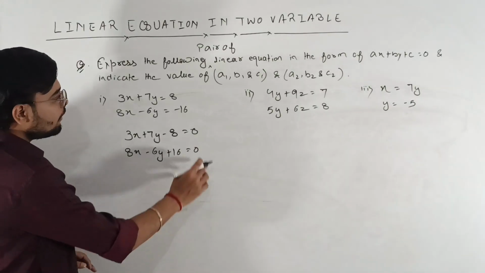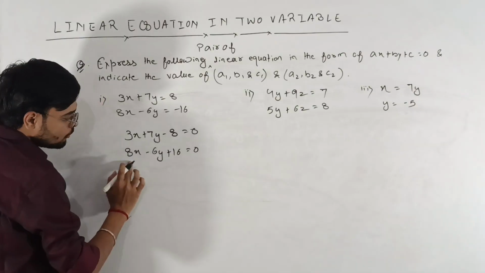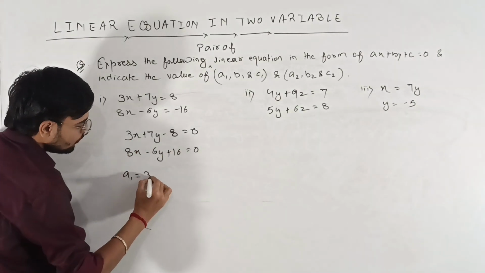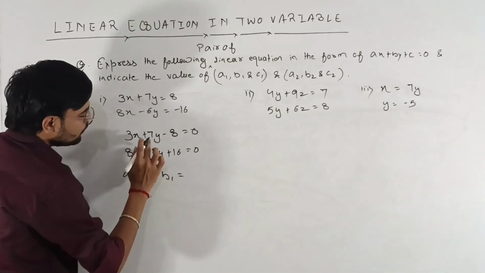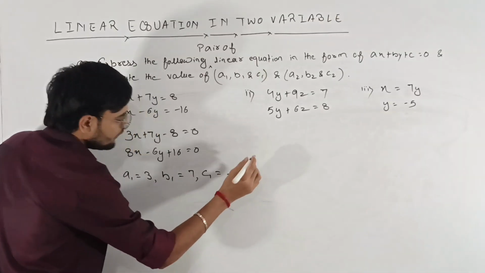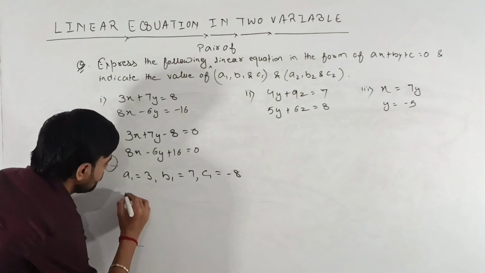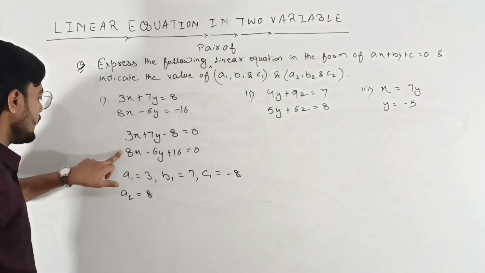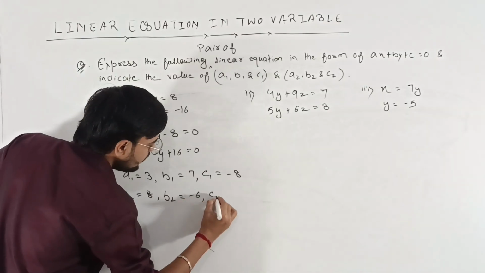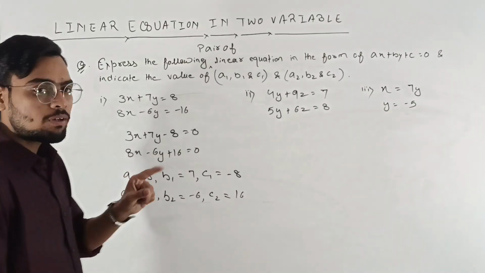Okay, now we have to write the values of a1, b1, c1 and a2, b2, c2. a1, b1, c1 come from the first equation, and a2, b2, c2 from the second equation. So a1 is equal to 3, b1 is equal to 7, and c1 is equal to minus 8. Now the subscript 2 means the second equation. So a2 is 8, b2 is minus 6, and c2 is 16. Okay, understood? Let's move to the next.